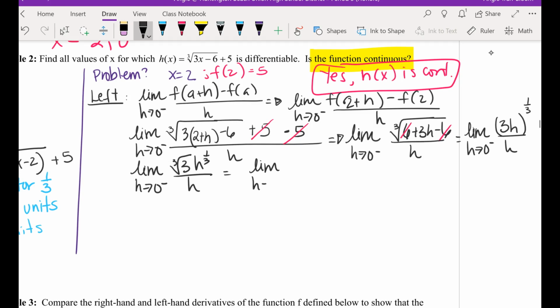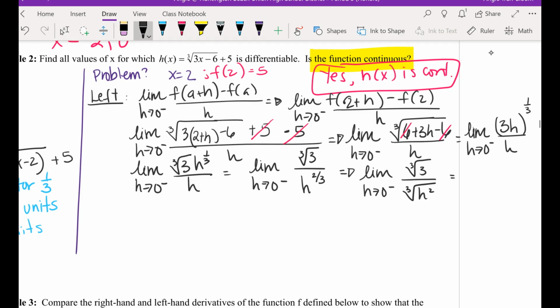Limit as h approaches 0 coming from the left. Third root of 3 is on the top. On the bottom, what do you have now? h to the 2/3. Okay. And remember, you should be able to go forward and backward from radical to exponents. So this is really the third root of 3. Would that be the same as writing it like that?